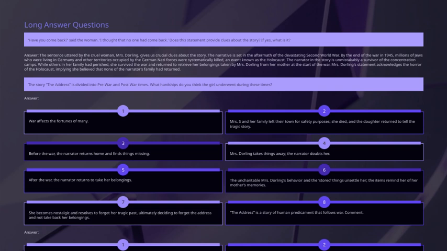Mrs. S. and her family left their town for safety reasons. She died, and her daughter returned to tell her tragic story. Wars always bring death and destruction. They leave scars that cannot simply be erased.